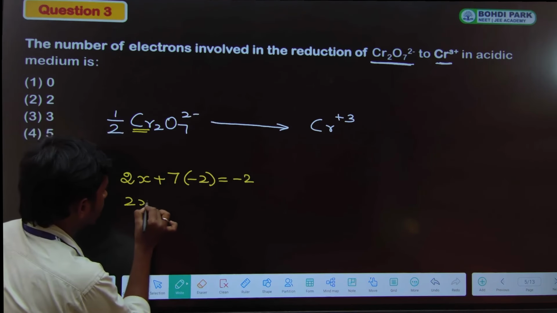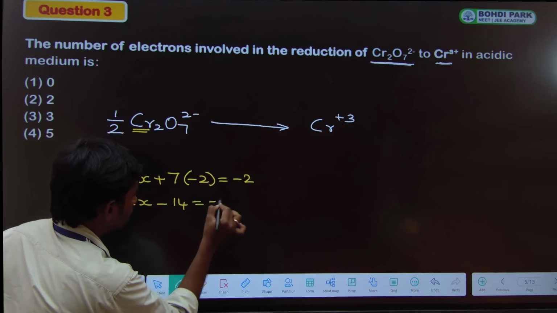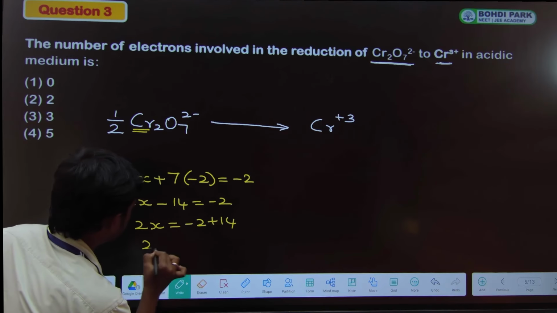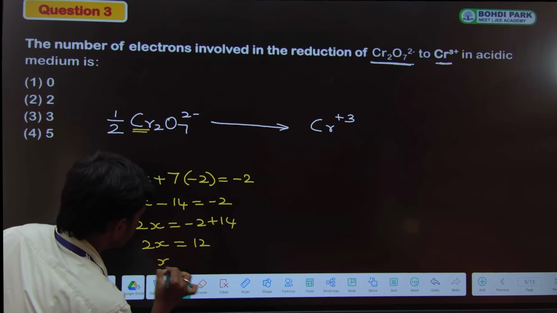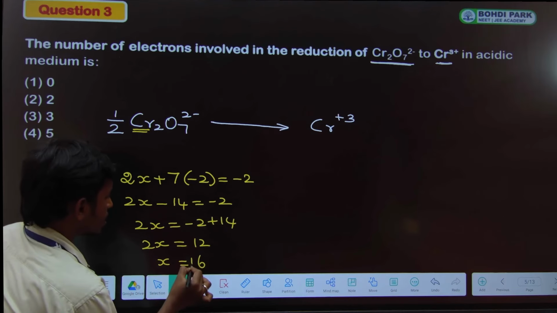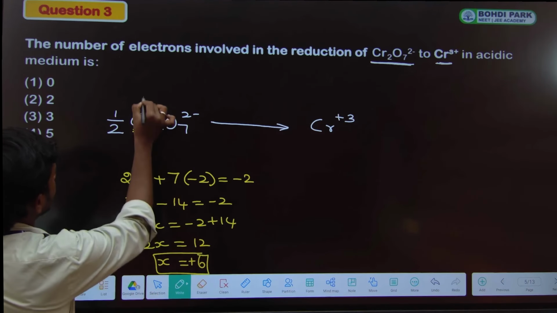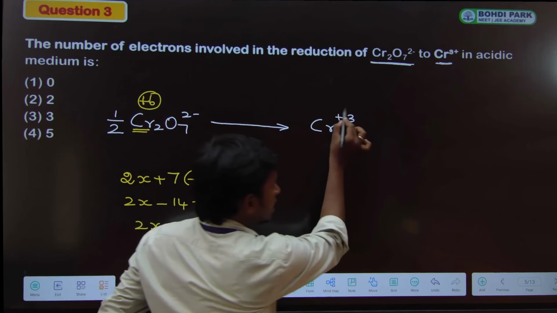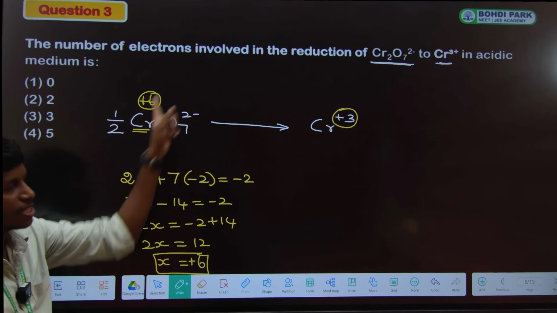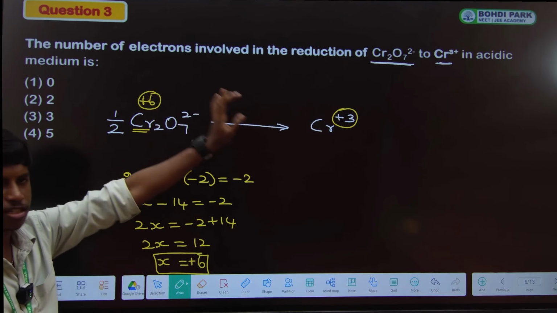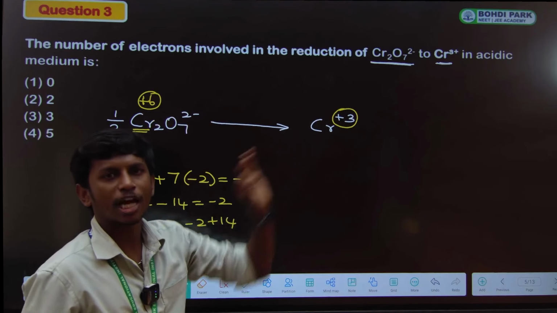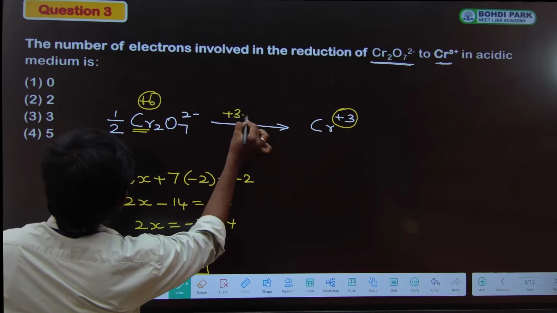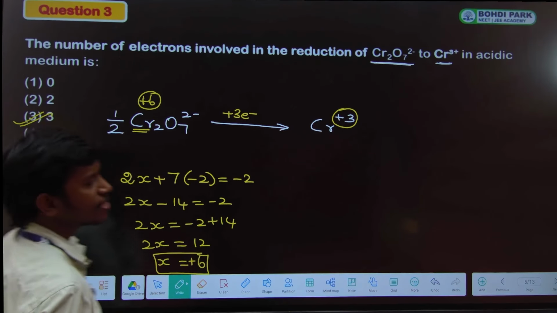So 2x minus 14 is equal to -2. Then 2x is equal to -2 plus 14. 2x is equal to 12. Then x is equal to 6. Here the chromium is in +6 oxidation state. And it has changed to +3. Okay? So +6 is converted to +3. So how many electrons are involved? For +6 to change to +3, it must gain 3 electrons. Option 3, 3 electrons, is the correct answer.